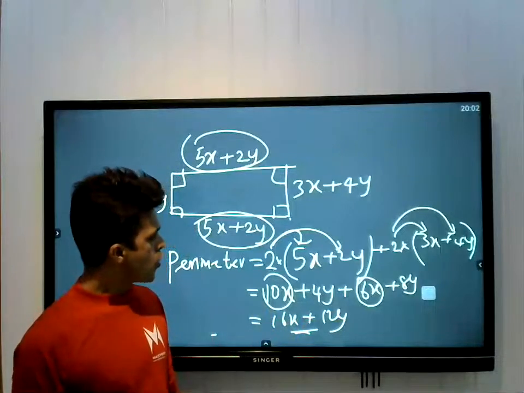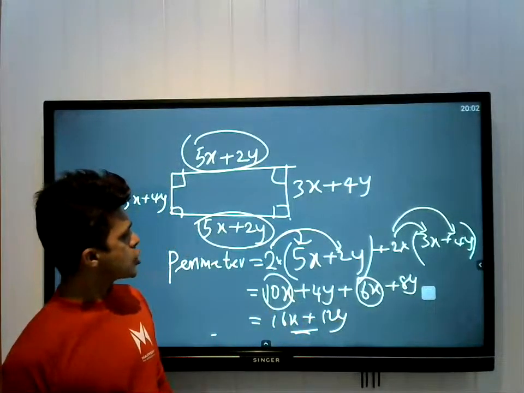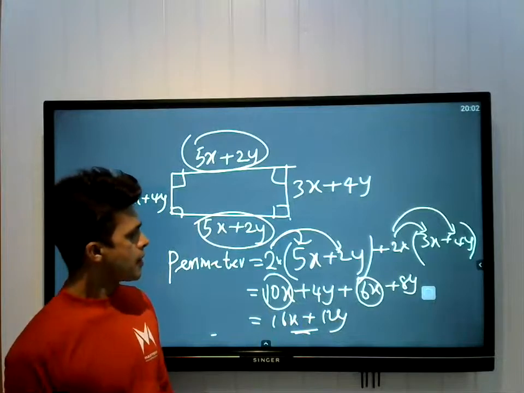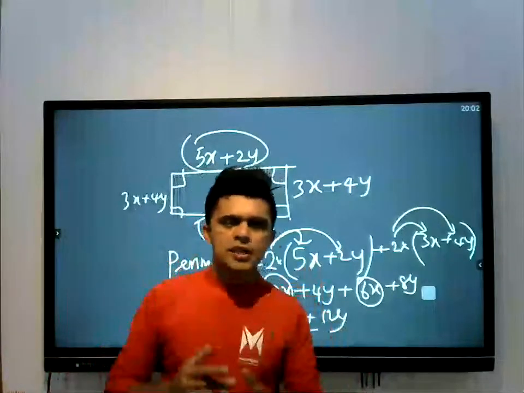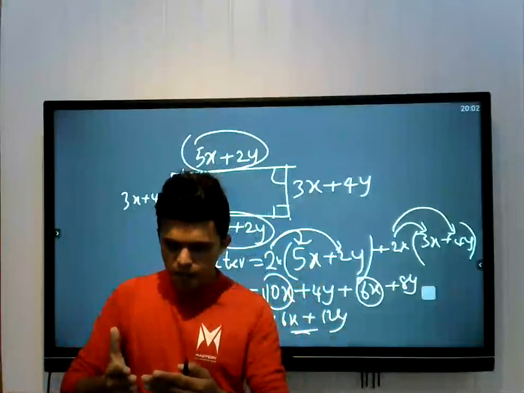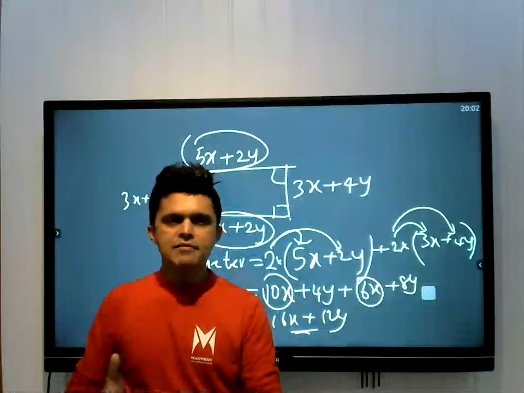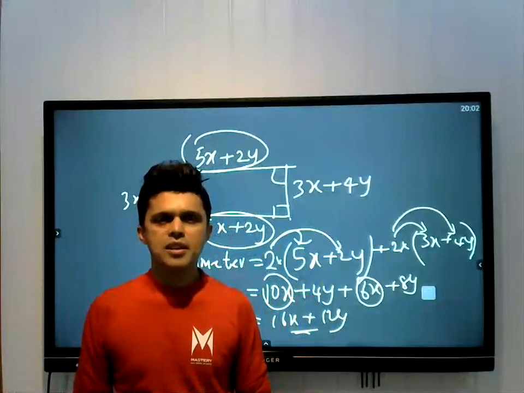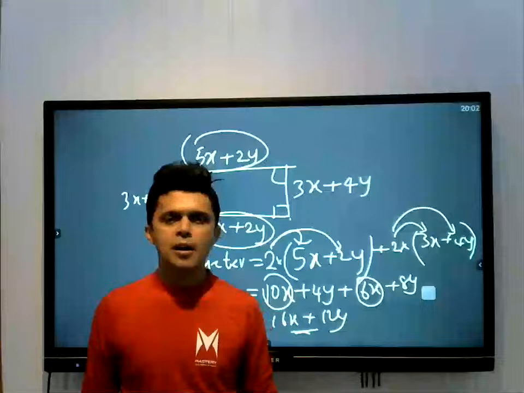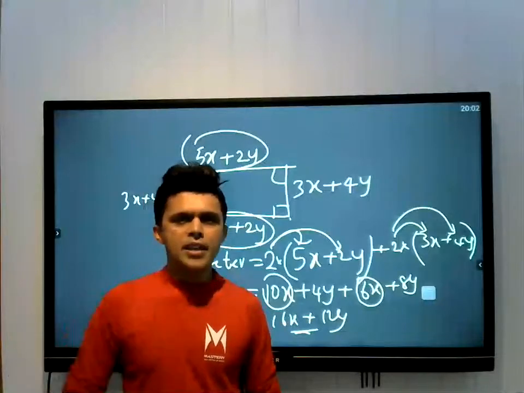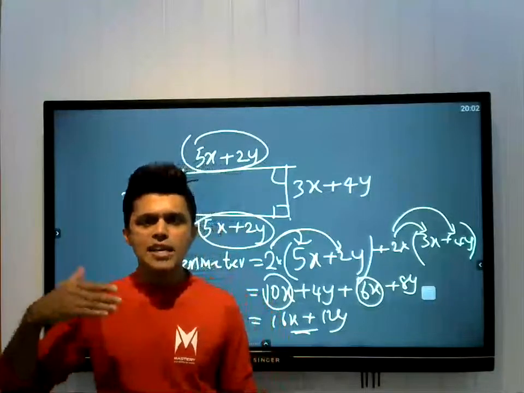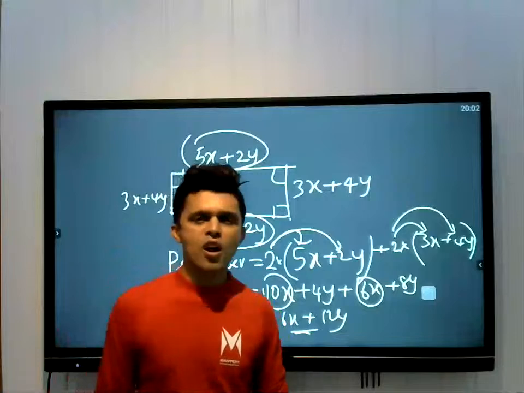16x plus 12y. Yes, 16x plus 12y. This is the perimeter. And this question can also be given as follows when it comes to the second part of this question. Eventually it gives the values of x and y.